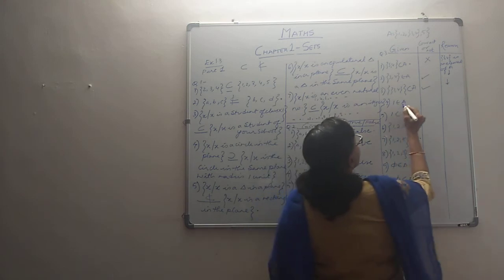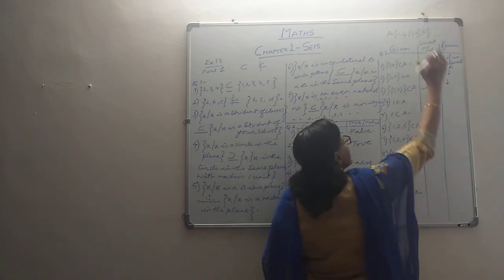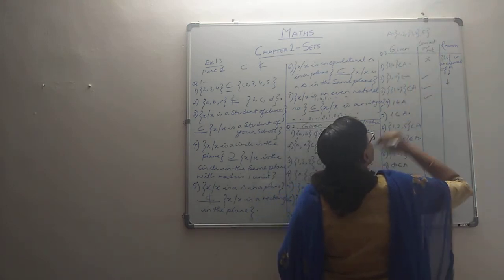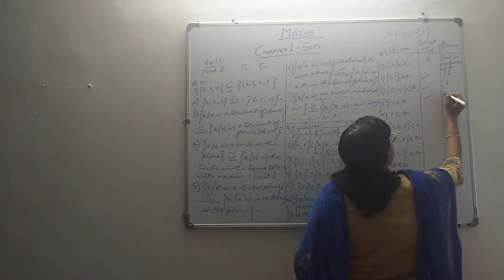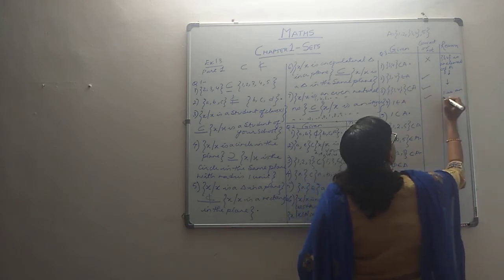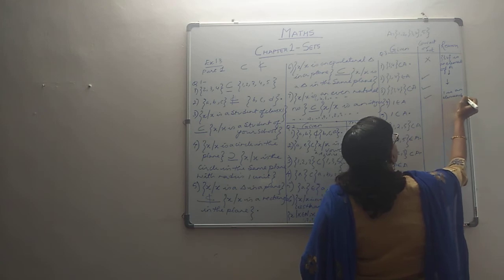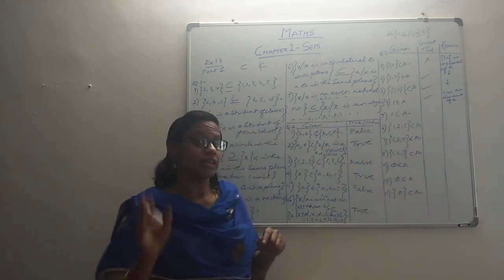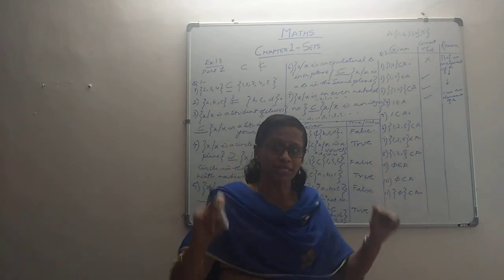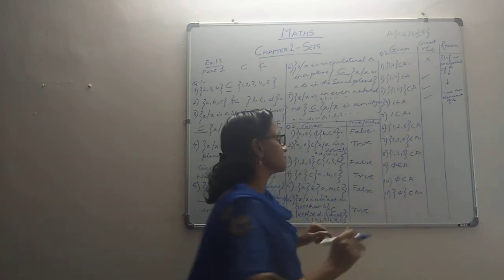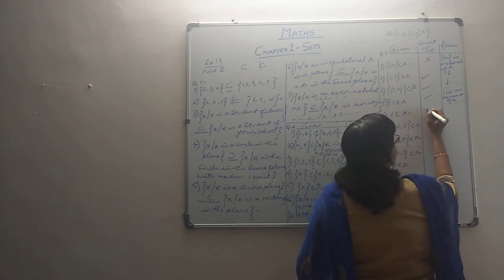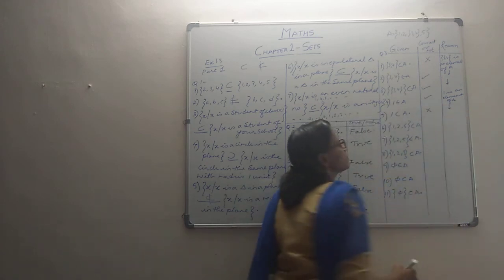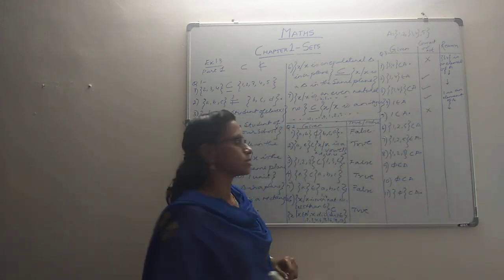Then, 1 belongs to A. Same idea. Yes, 1 belongs to A. It's correct. Why? Because 1 is an element of A. Then 1 is a subset of A? If 1 has to be a subset of A, you should put that extra brace bracket. Then only it will become a subset. So this is not correct, and you can write the same reason: that 1 is an element of A and it's not a subset of A.